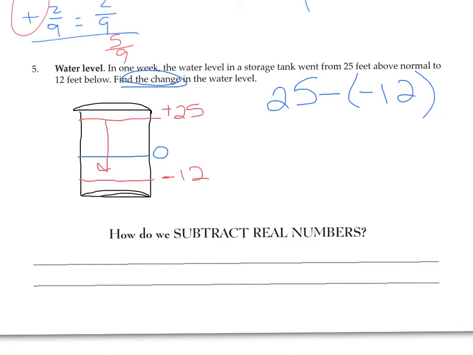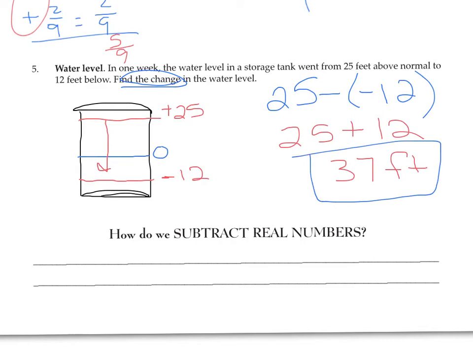Well, what happens when we subtract a negative 12? This is saying the opposite of negative 12. The minus and the negative sign mean the same thing. So this simplifies to be a plus. So we end up with 25 plus 12, which is 37, and the units were feet. Does that make sense in the context of this question? Did the water level actually change 37 feet? Well, if you think about it, from positive 25 to 0 was a change of 25 feet, and then from 0 to negative 12 was a change of another 12 feet. So yes, it changed 37 feet.